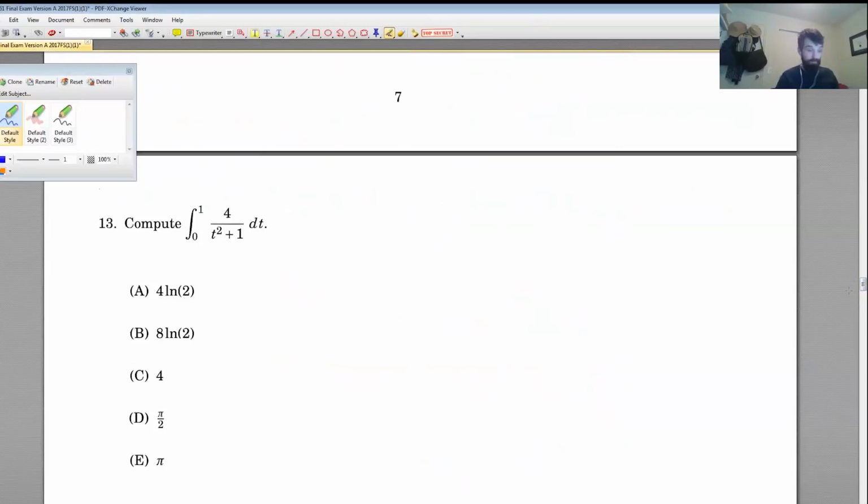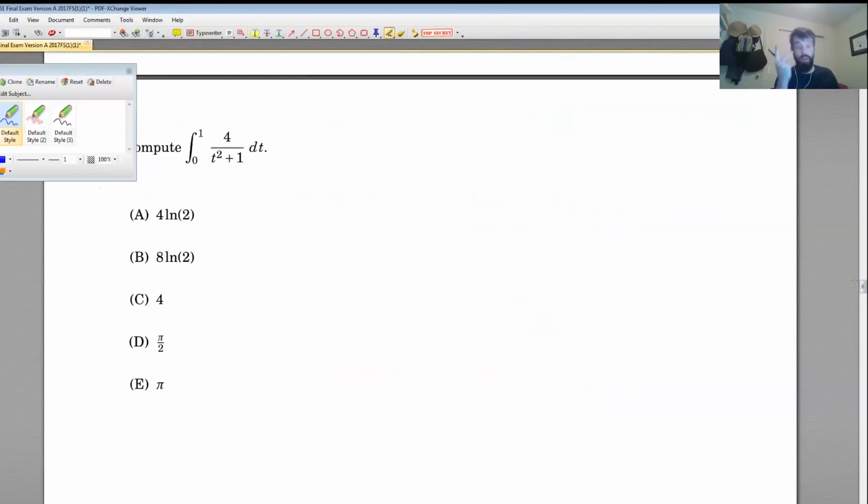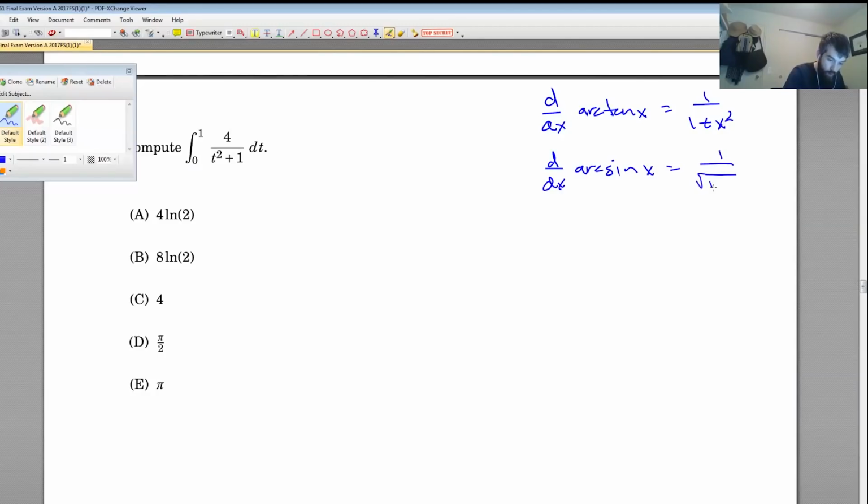This one, I'll be honest, is you either see it or you don't. So there's two different derivatives of arctrig functions you need to know. One of them is that the derivative of arctan is 1 over 1 plus x squared, and the other is that the derivative of arcsin is 1 over the square root of 1 minus x squared. Those are the two you have to know, and it's just a question of, do you see it or do you don't? So when I see this and I see 4 over t squared plus 1, it just screams out arctan at me, and so I just say, okay, that's what it's going to be.